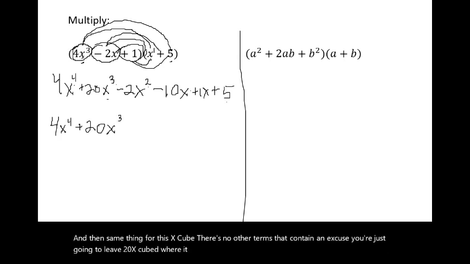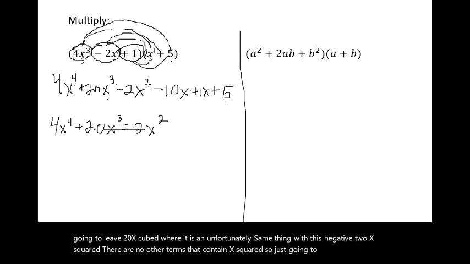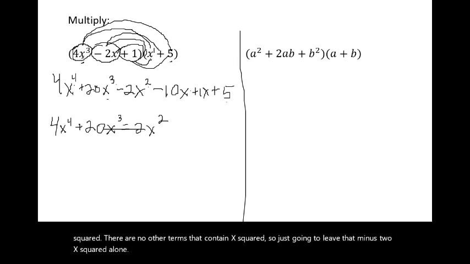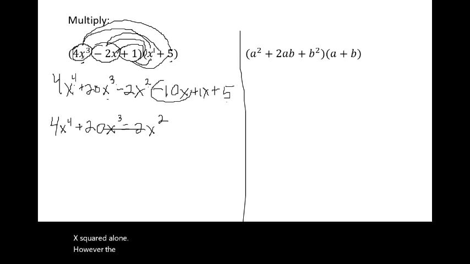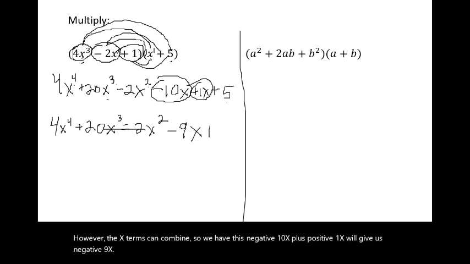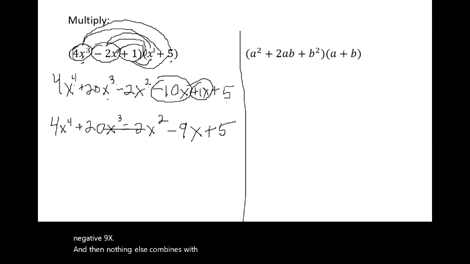And unfortunately, same thing with this negative 2x squared. There are no other terms that contain an x squared, so you're just going to leave that minus 2x squared alone. However, the x terms can combine, so we have this negative 10x plus positive 1x will give us negative 9x. And then nothing else combines with that plus 5, so you're going to leave it alone, and this is your final answer.